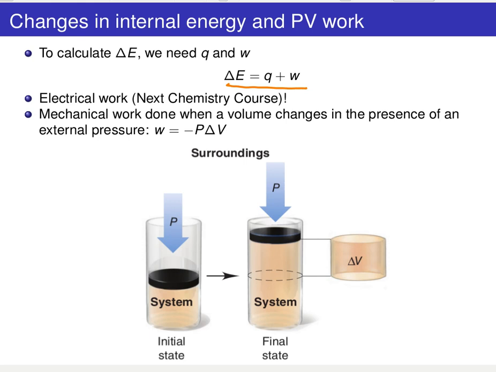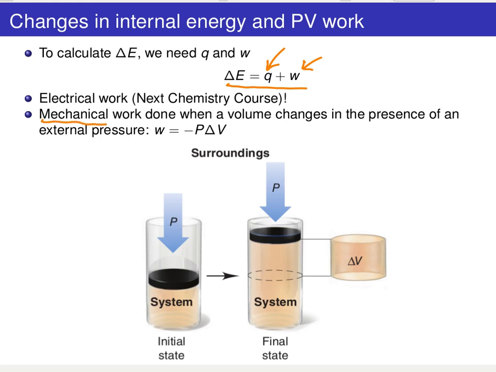Okay, so remember, Q is our energy transfer in the form of these microscopic modes of motion, heat, and we talked about that previously. And W is this work term. So it turns out that there are two different types of work that we're really going to be caring about in the context of our general chemistry studies. One type of work is so-called electrical work, and that's going to be covered in your next semester course in general chemistry when you're talking about electrochemistry. What we're going to care about for this chapter is so-called mechanical work.